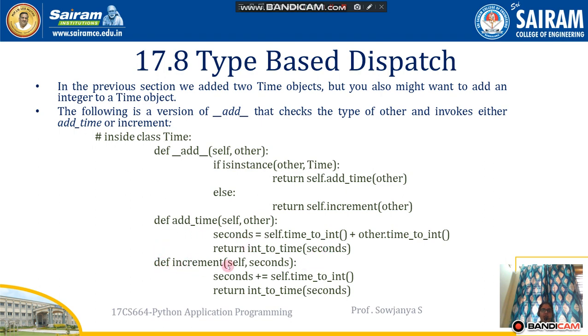Now you are incrementing. How do you increment? Using self and seconds, you increment the value in terms of seconds. So seconds is incremented by the self.time_to_int() value, and the same value is returned in seconds. This is how we can do it using type-based dispatch.